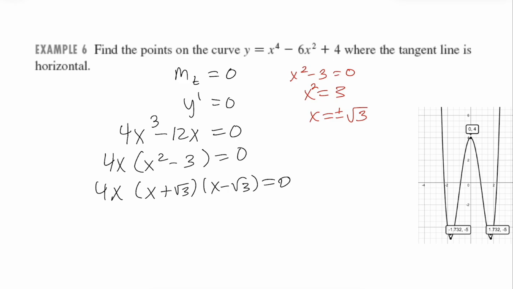Do you have to? No, not if you remember that when you take the square root, put that plus or minus on there. However you do it, we get answers of 0, negative square root of 3, and positive square root of 3. So that means that when we have an x value of 0, negative square root of 3, or positive square root of 3, we will have a slope that is horizontal. So that's the maxes and mins.